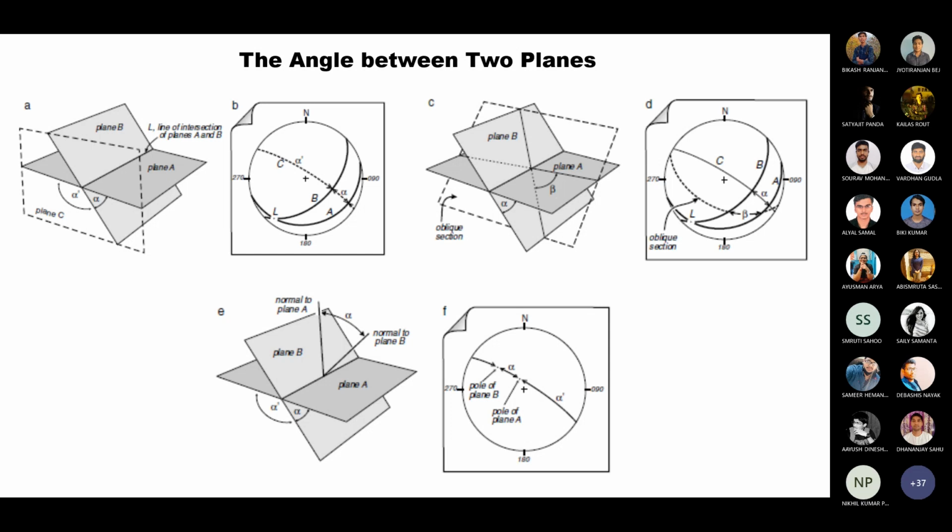So what you have to do? You have to plot planes A and B as poles. If you look at the last figure F, measure the angle between the poles using the same method we already discussed for measuring the angle between two lines. The angles are measured along the great circle. One should remember that the measurement of angles should always be done along the great circle containing those two poles. So these angles alpha and alpha naught are the acute and obtuse angles, and if you add them, you get 180 degrees.